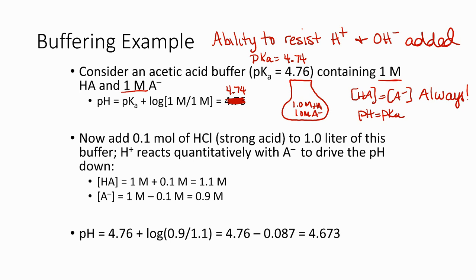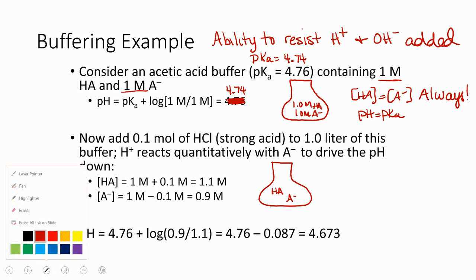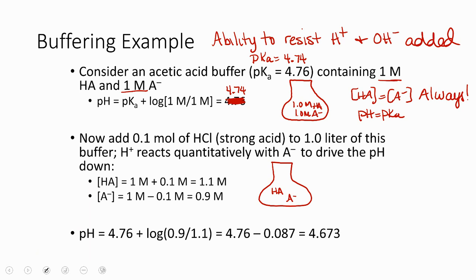Okay, now what happens to our buffer system when the H plus increases? And there can be all sorts of reasons why that happens. So here I have HA and A minus floating around in there. Starts off 1 molar each, okay? But now let's picture that we add H plus to this. So I'm going to use a different colored pen for that. Let's do green. Okay, so H plus is added.